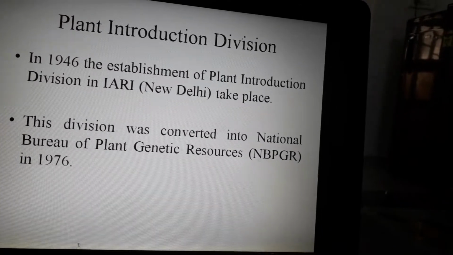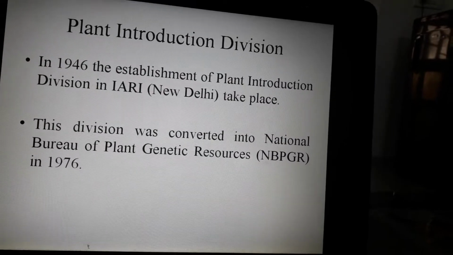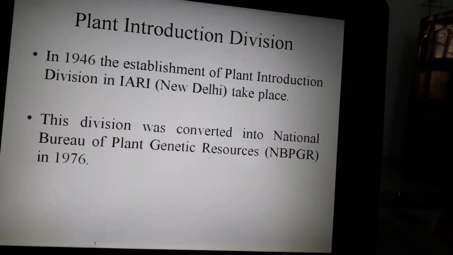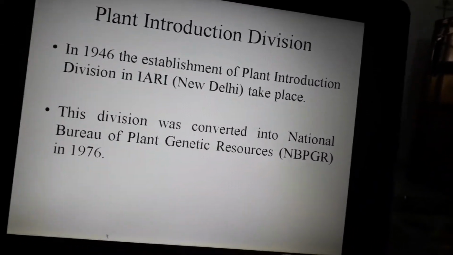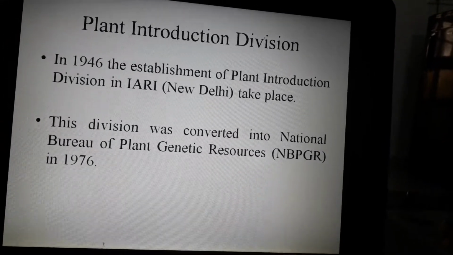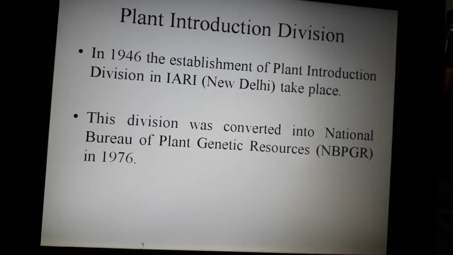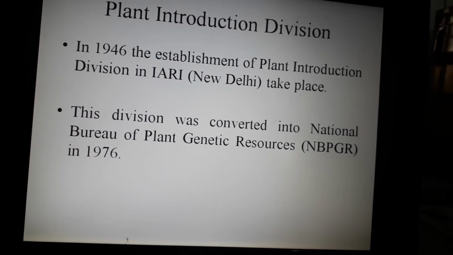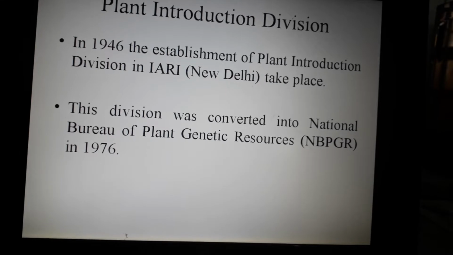This was the first place where we can go for plant introduction. It means we can bring a plant from any other place, or a medicinal plant, or any other plant which has a particular character that is beneficial for human beings. So they are brought and grown over there, and we can find out different categories and different characters present in that particular plant. In the same manner, this division was converted into the National Bureau of Plant Genetic Resources from IARI.